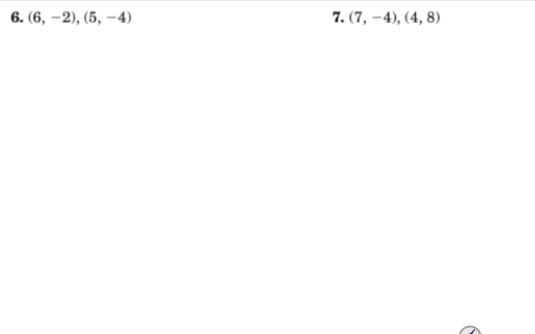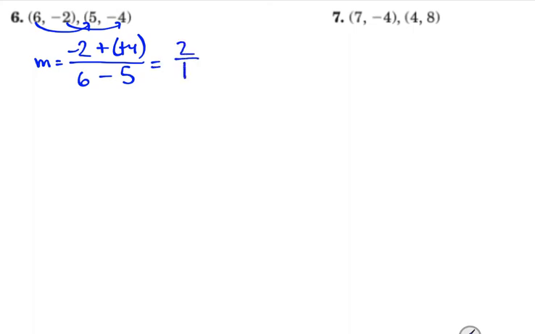Between (6, -2) and (5, -4). Well, the slope, putting the y's on top, is -2 minus -4. Putting the x's on bottom in the same order is 6 minus 5. When you see minus negative, you want to change it to add the opposite. -2 plus 4 is 2. 6 minus 5 is 1. Slope is 2. Next example.